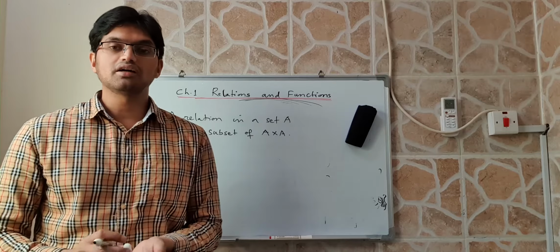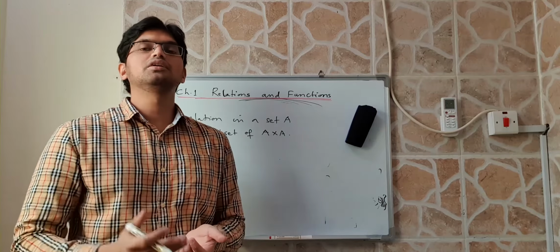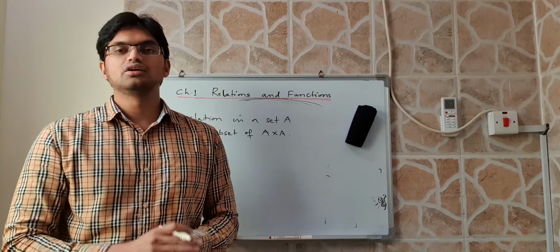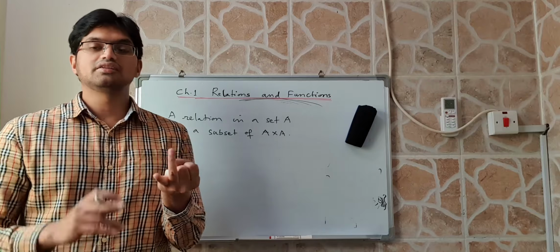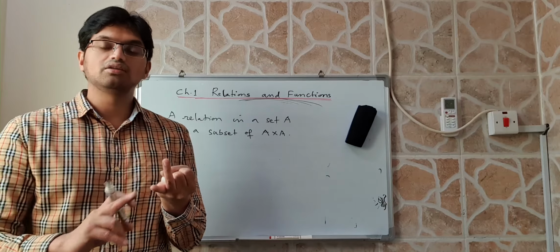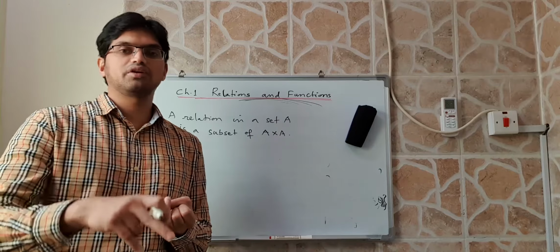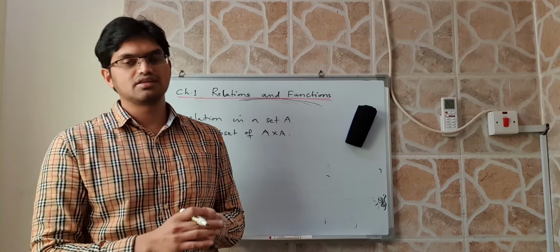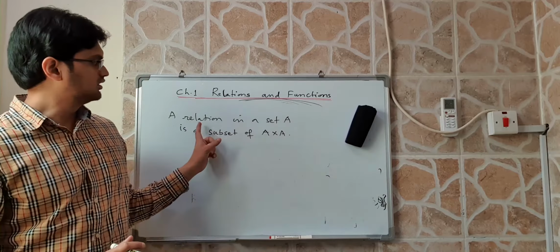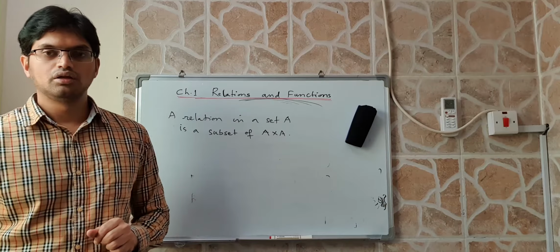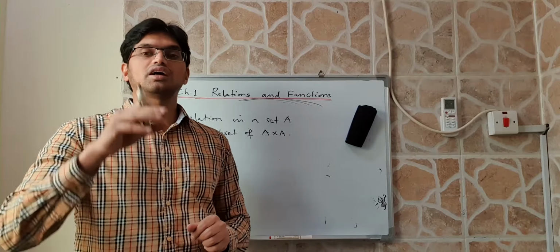Some of you can ask, sir, what about the empty set? Yes, the empty set is also a subset of A cross A, so the empty set is a relation. A cross A is also a subset of A cross A, so that can also be considered a relation. So this you have learned about relation. Now let us talk about the types of relations.